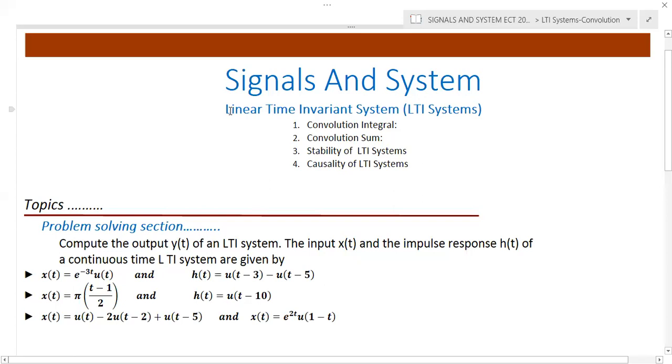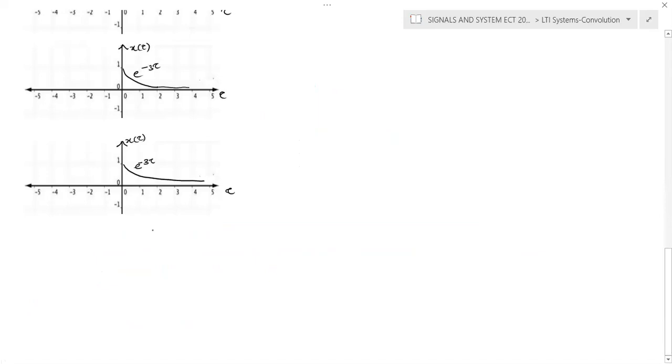In this particular lecture, we will discuss a convolution integral problem. It's a continuation of the previous lecture. In the previous lecture, we discussed some practice questions, and this is the solution for that practice question. So first, we will discuss the question.